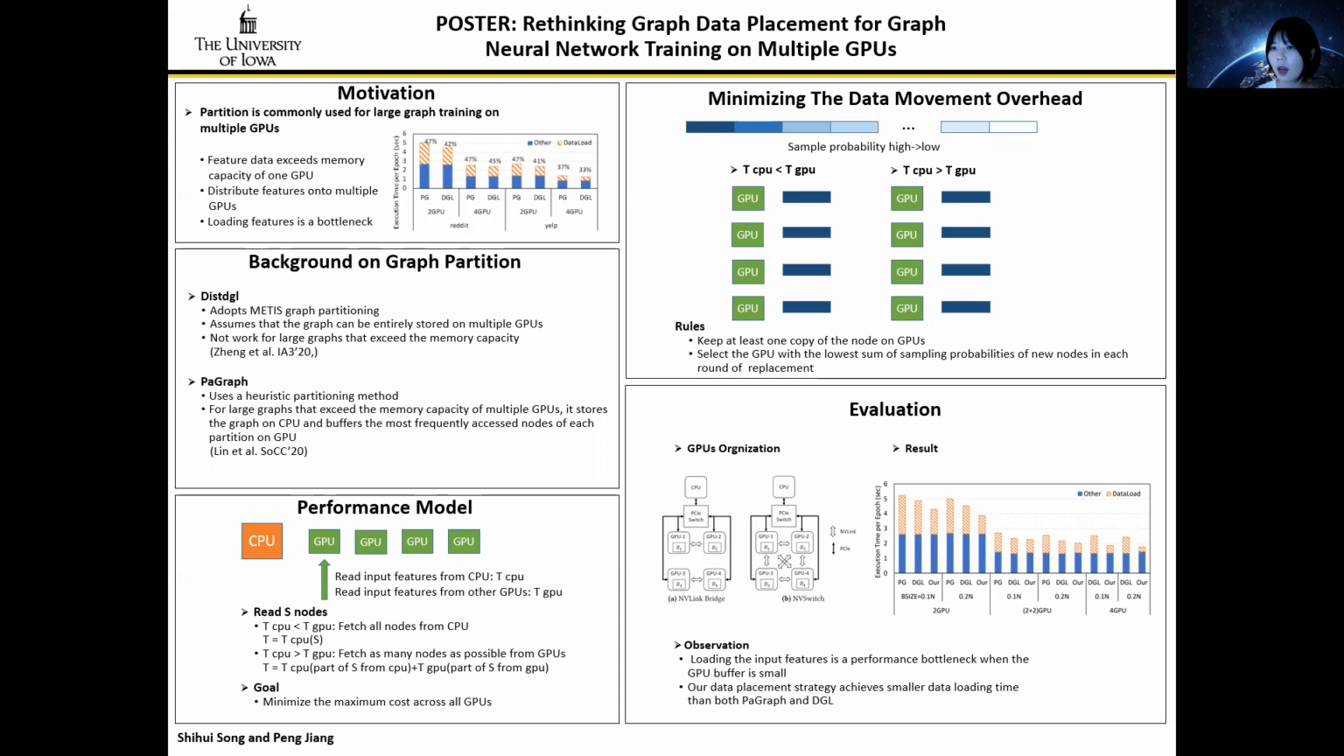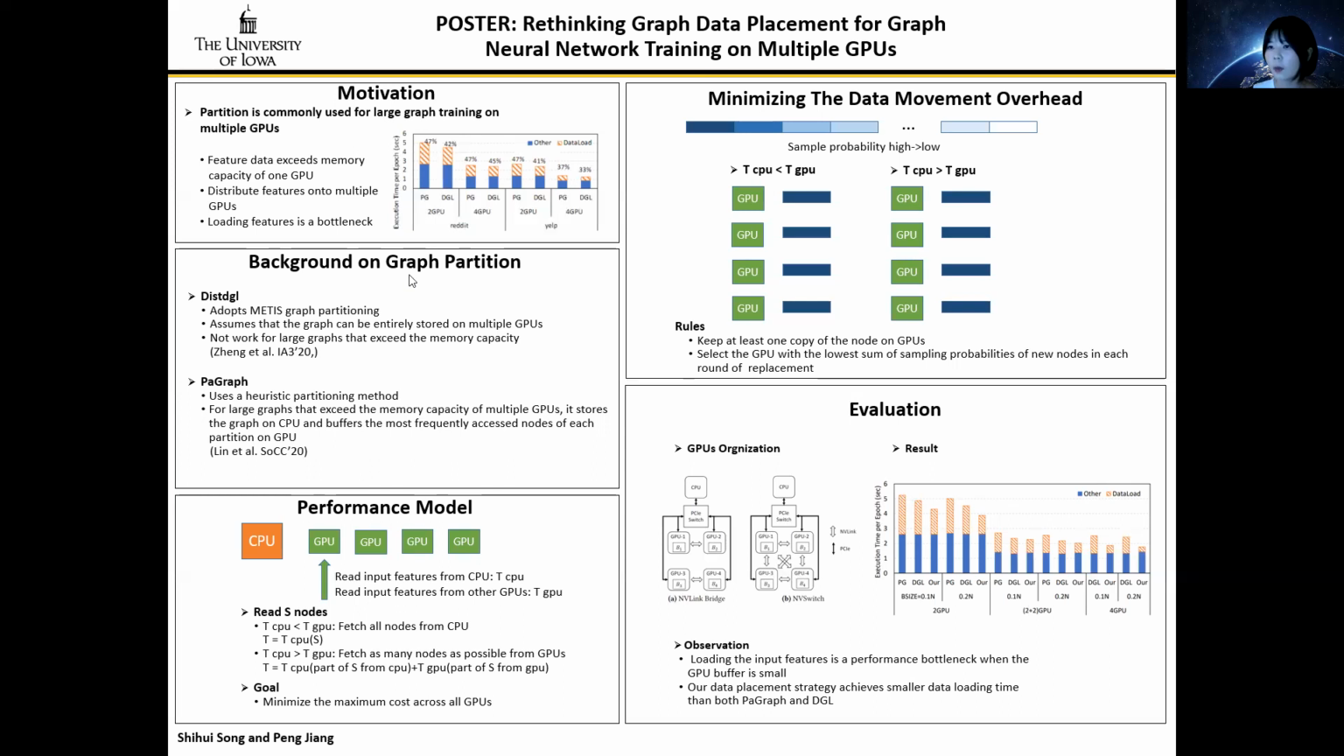To support large graphs, a straightforward approach is to partition the graph and distribute the node features onto multiple GPUs. In this figure, we show the breakdown of epoch time of GNN training with two graph partitioning methods, PPoPP' and dist.dgl. It shows that loading the input features is still a performance bottleneck.